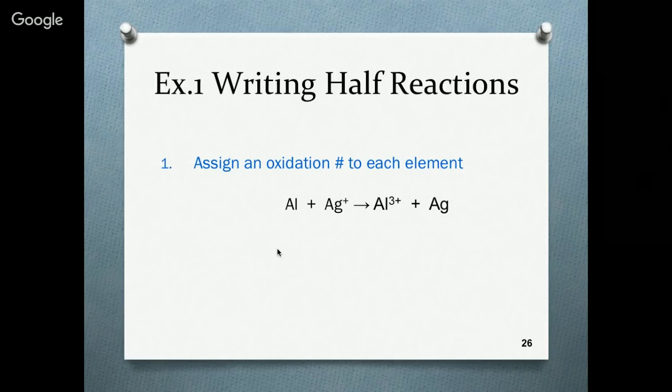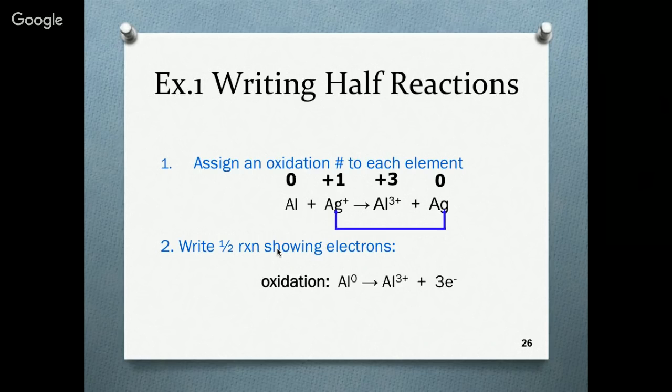So let's look at a half reaction. We'll start simple. Here's Al plus Ag+ yields Al3+ plus Ag. Let's assign our oxidation numbers across the top, and we'll write our half reactions, first identifying what's oxidized and reduced. So Al goes from 0 to +3. It's becoming more positive. Since it's being oxidized, when you write LEO with your arrow to the right, the electrons need to be written on the product side. I need 3 electrons because we always have to have conservation of charge.